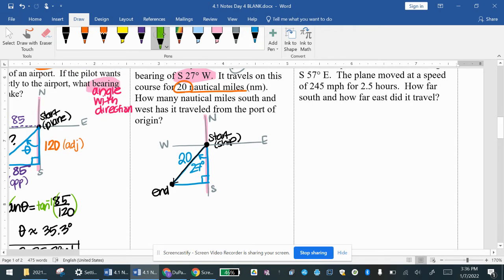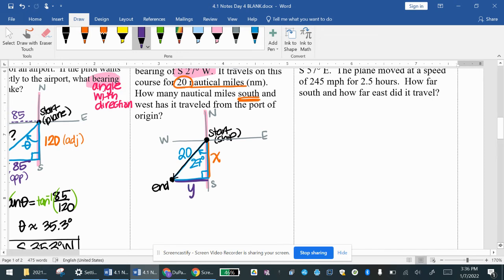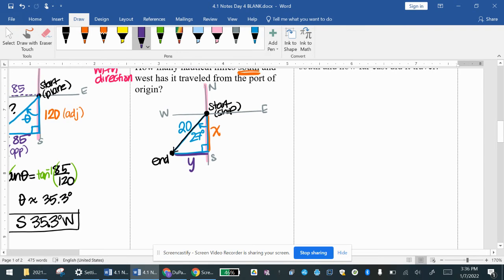They're asking me how many miles south did it go? Okay, so that's this distance over here, this vertical distance. And they're also asking me how far west it went. Okay, so we can't solve a trig equation with two missing pieces. So like the Pythagorean theorem doesn't work here because I only have the hypotenuse and none of the legs. So I need to find a trig function that will help me find one of those sides at a time.